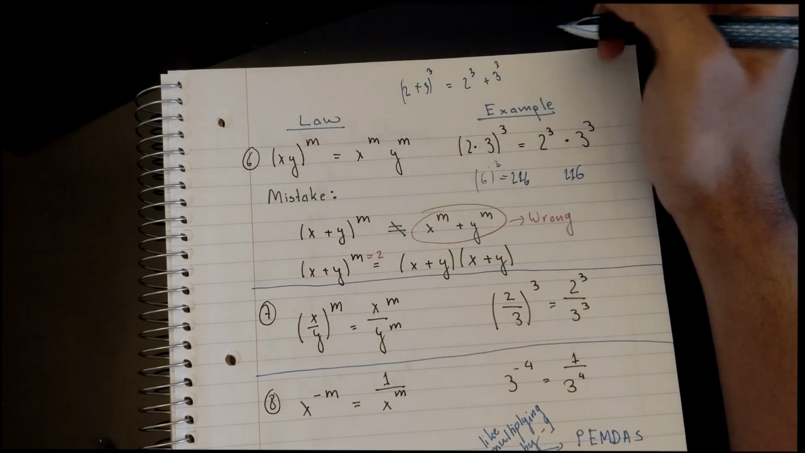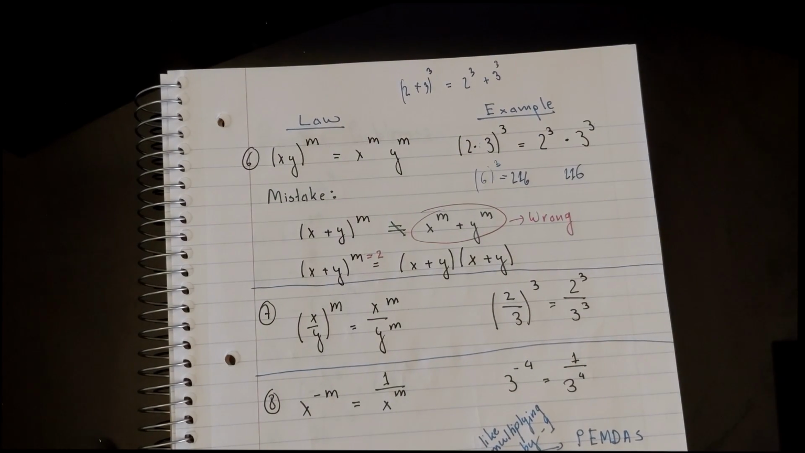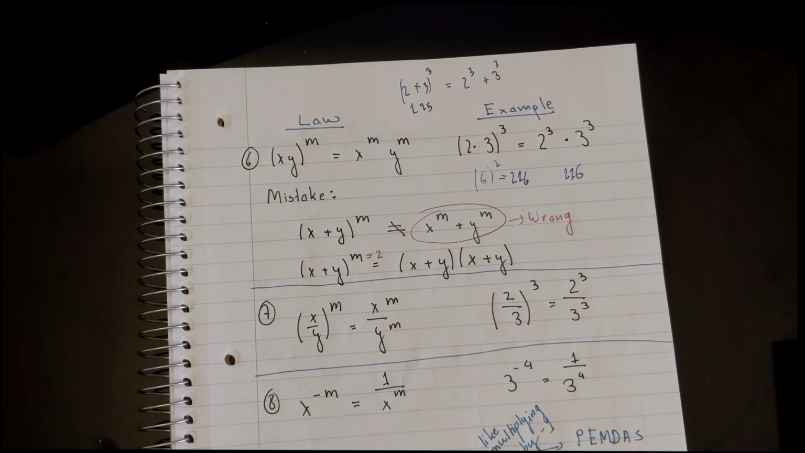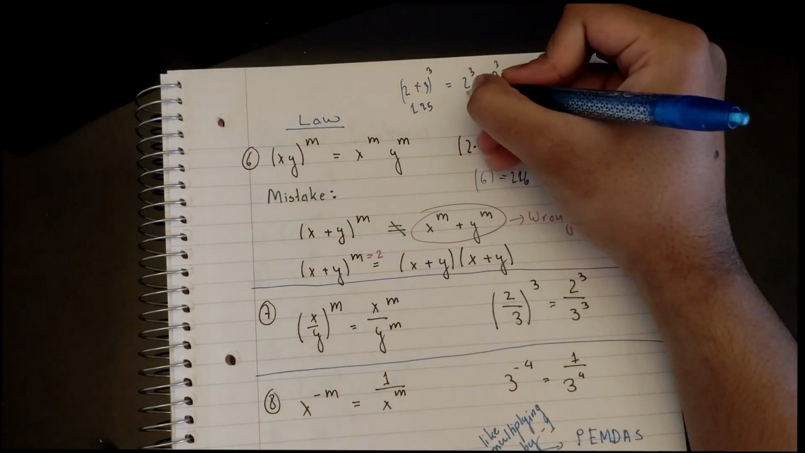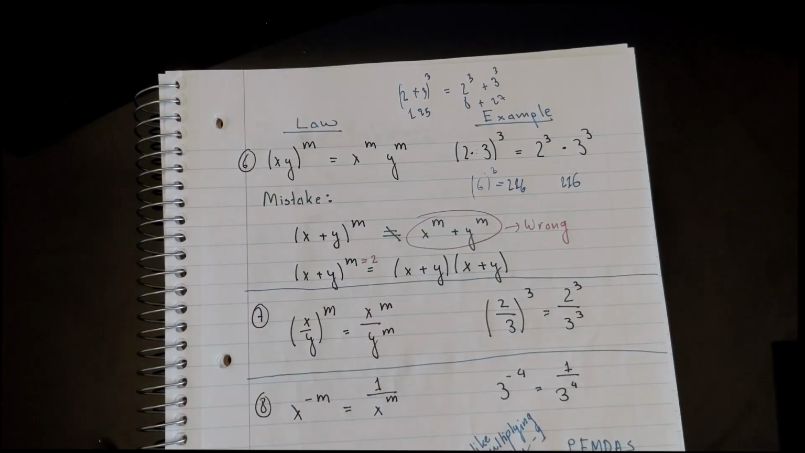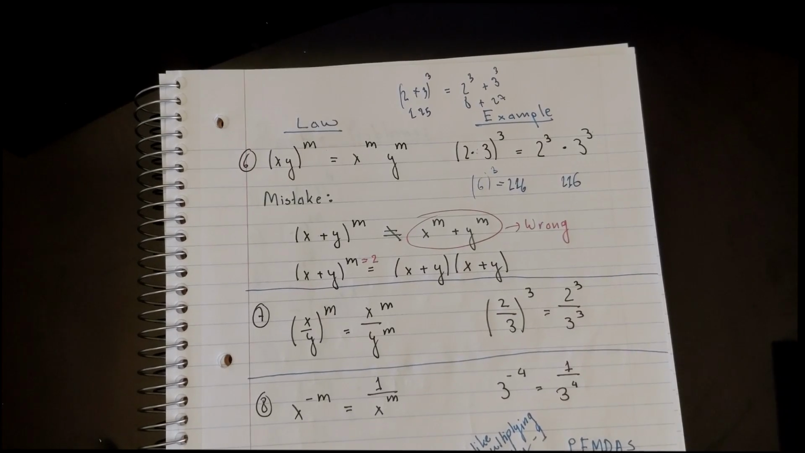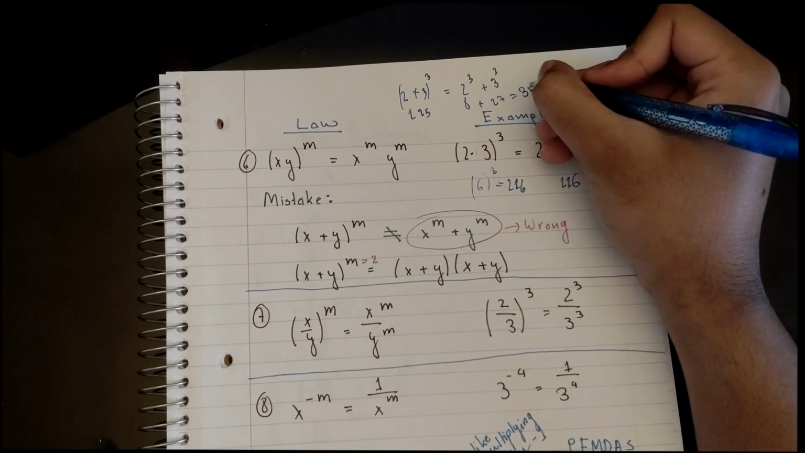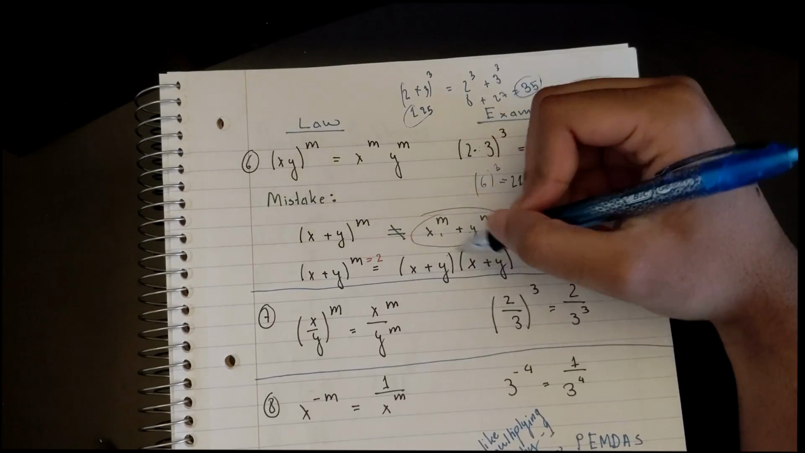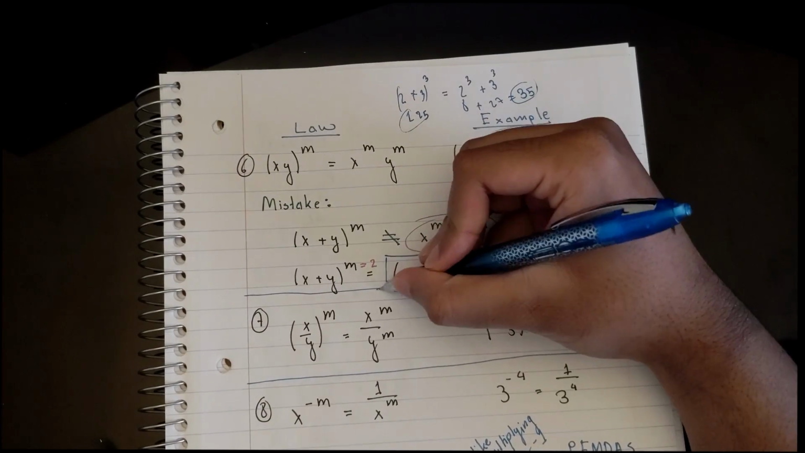You can't just distribute it. So you can check 2 plus 3 is 5, and 5 to the power of 3 is 125. But if you multiply 2 to the power of 3, which is 8, and you add that with 3 to the power of 3, which is 27, then you get 35, not 125. So you see, don't make this mistake. I've made this a lot. You have to multiply it by itself. This is how you do it.